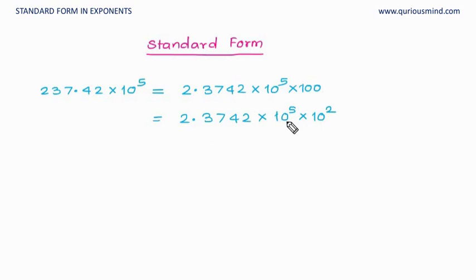We see the same base 10. So what can we do? We can add the powers. Keep the base the same and add the powers. 5 plus 2 is 7. And this becomes the standard form of this.